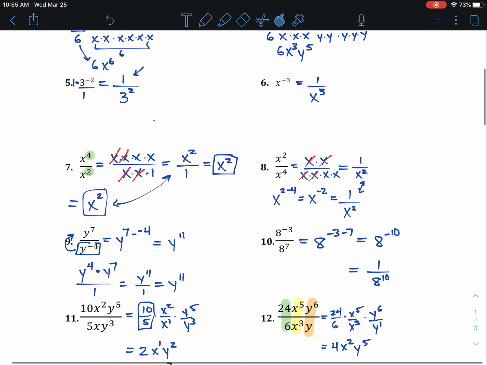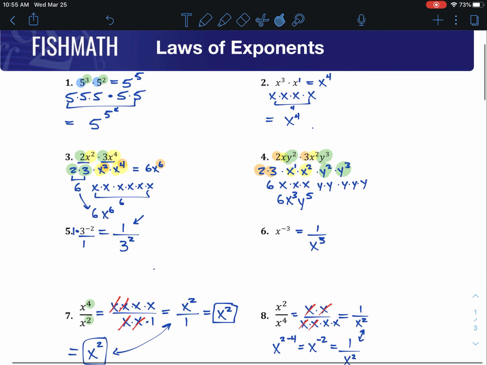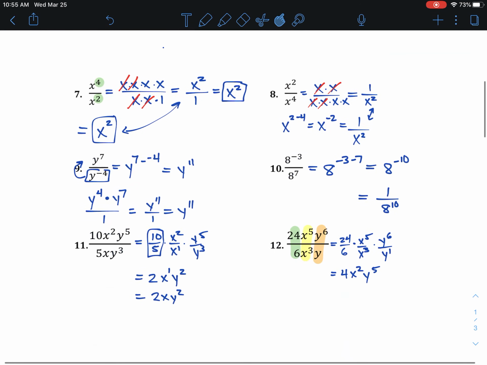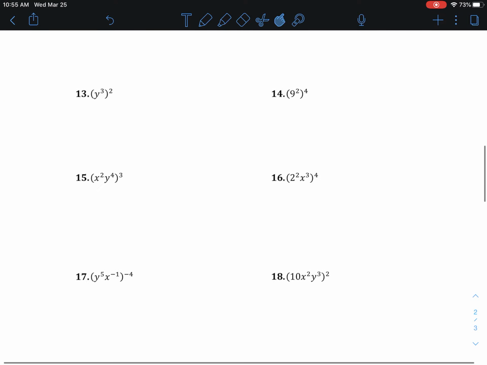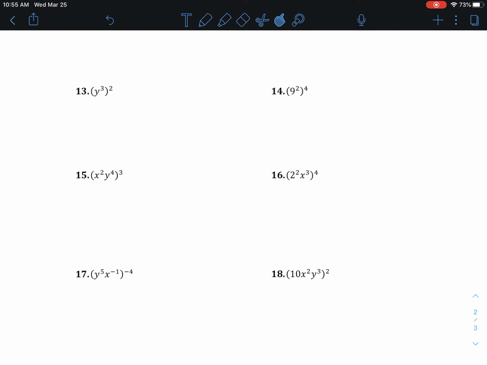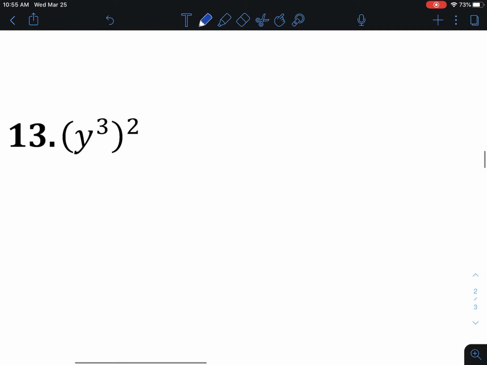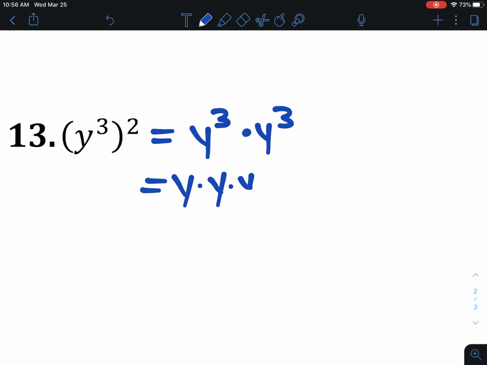Okay, there's a bunch of examples there that are all about multiplication and division and dealing with the positive and negative exponents there. Got a couple more on the next page that are more about power to a power. So for power to a power, again, when in doubt, write it out. This means y cubed times itself, because that 2 means 2 groups of the thing inside being multiplied, which is then y times y times y times y times y times y. Just count them. There's 6 of them.